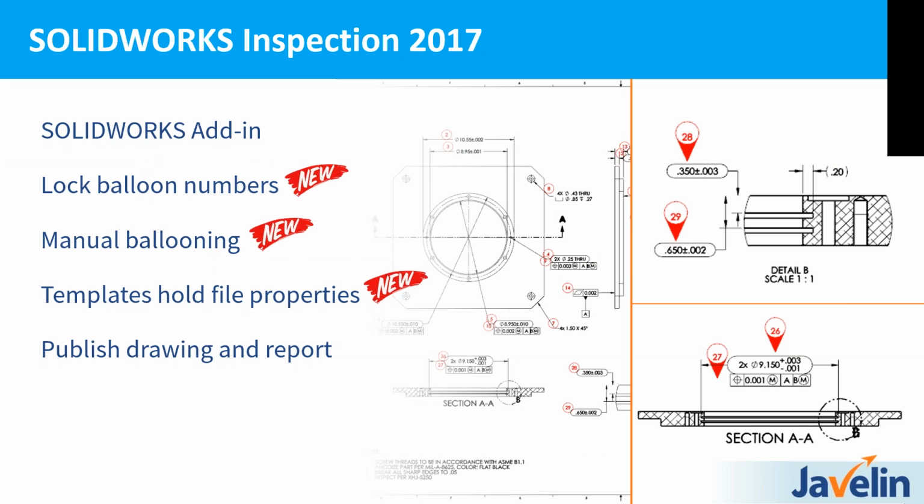We can manually balloon by selecting each dimension individually. We can do templates and file properties, and we'll take a look at that. Then in the end, once we're done with our project, we can publish our drawing and reports into either Excel or PDF. So let's go ahead and jump in.